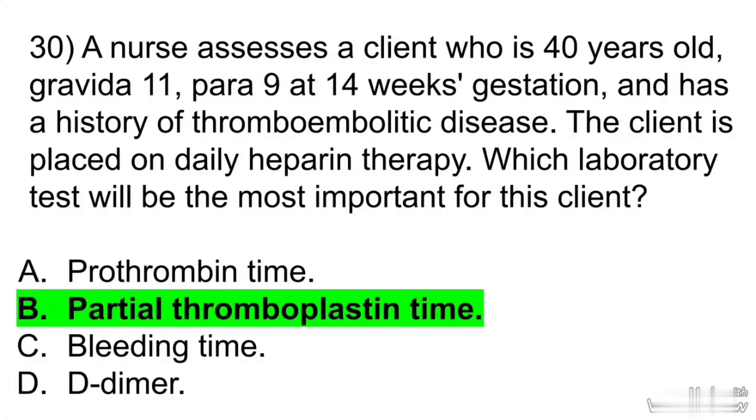30. A nurse assesses a client who is 40 years old, gravida 11, para 9 at 14 weeks gestation, and has a history of thromboembolic disease. The client is placed on daily heparin therapy. Which laboratory test will be the most important for this client? A. Prothrombin time. B. Partial thromboplastin time. C. Bleeding time. D. D-dimer.